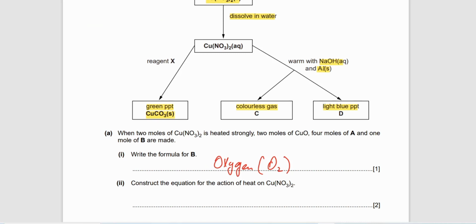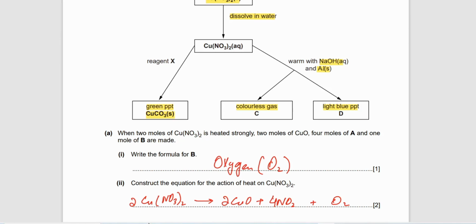Construct the equation for the action of heat on the copper nitrate. When the 2 moles of copper nitrate, I'm writing here 2 moles, Cu(NO3)2, so 2 moles of copper oxide, 1 mole of A, I'm writing here simply NO2, and 1 mole of oxygen will be formed. So sorry, 4 moles of A. Now let me write it in simplified form. Copper oxide is 1, and 2 times this one, and half times this one.